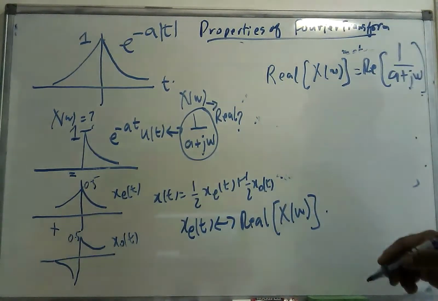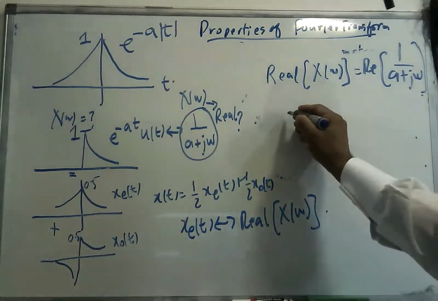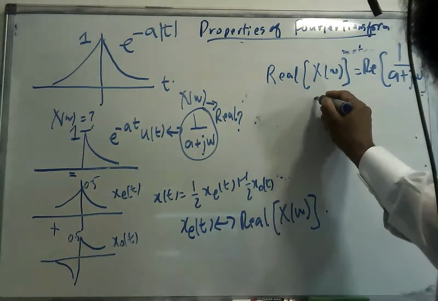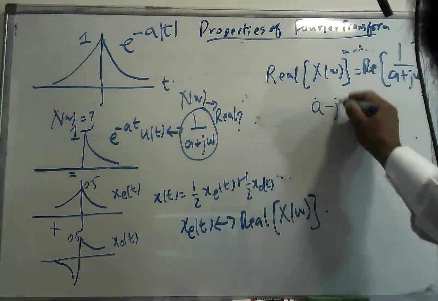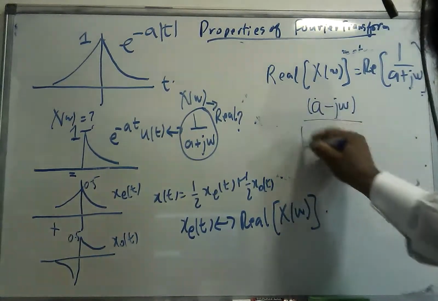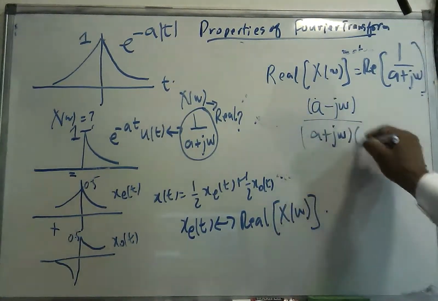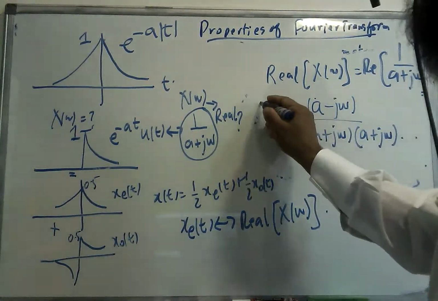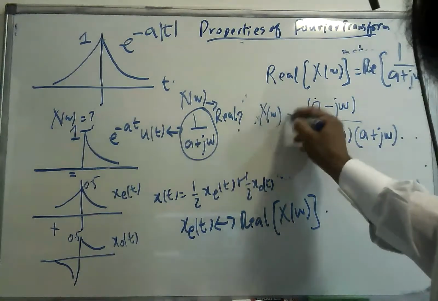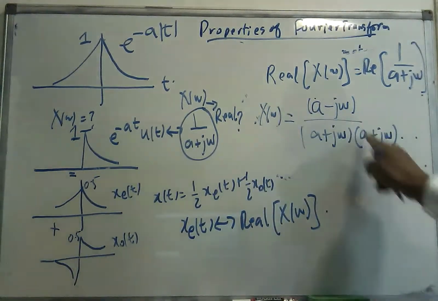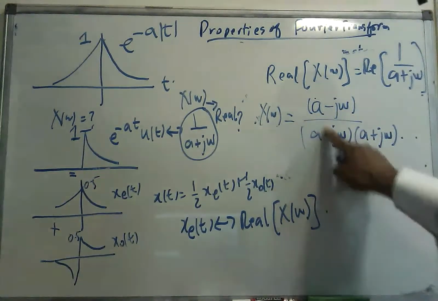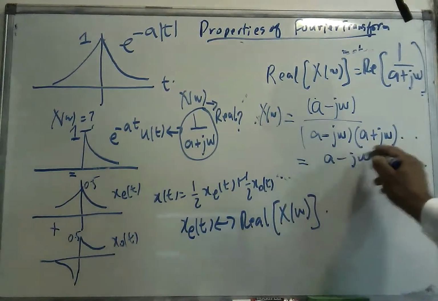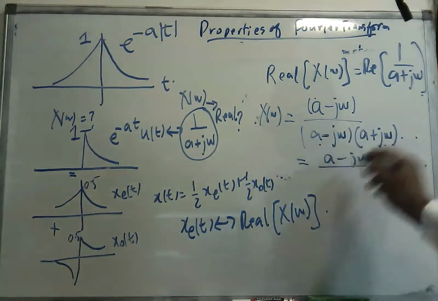Now what is the real of 1 over a plus j omega? To find the real part of any complex number, I just multiply and divide by the complex conjugate. So this is my X of omega, 1 over a plus j omega. I multiply it by a minus j omega and divide it by a minus j omega. So it will be a minus j omega divided by a square plus omega square.